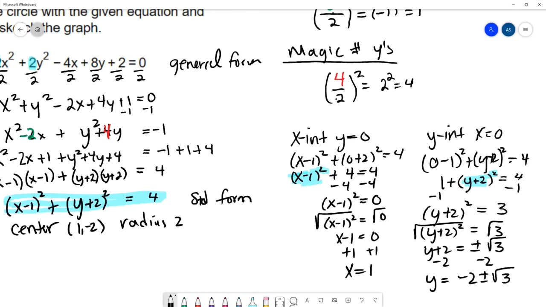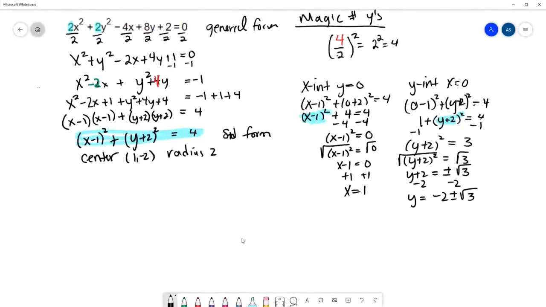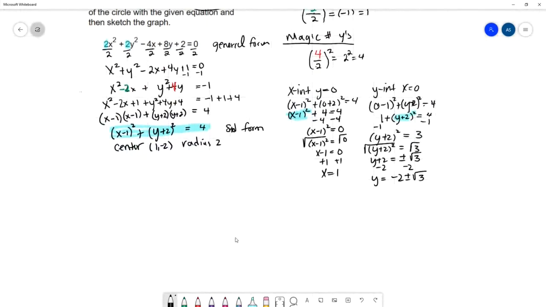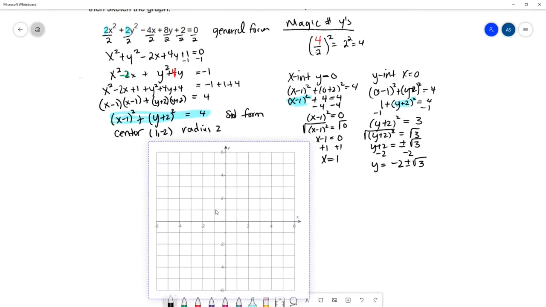One final thing that we want to do on this example is to graph. So let's get a grid for us to draw our graph on. And our circle has a center at 1, negative 2 with a radius of 2. So from that center I'm going to go 2 up, 2 right, 2 down, 2 left, and that gives me a graph of my circle.